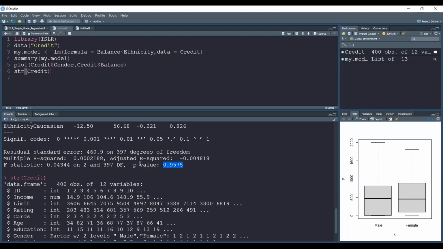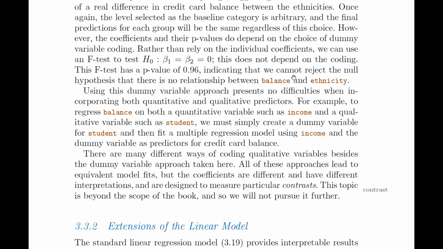Here we go, look. The F-test has a p-value of 0.96. It's practically 1, indicating that we cannot reject the null. Oh yeah, exactly. When p is low, then H naught must go. P is certainly not low, it's nearly 100%. So what do you conclude? We cannot reject the null hypothesis that there is no relationship between balance and ethnicity.